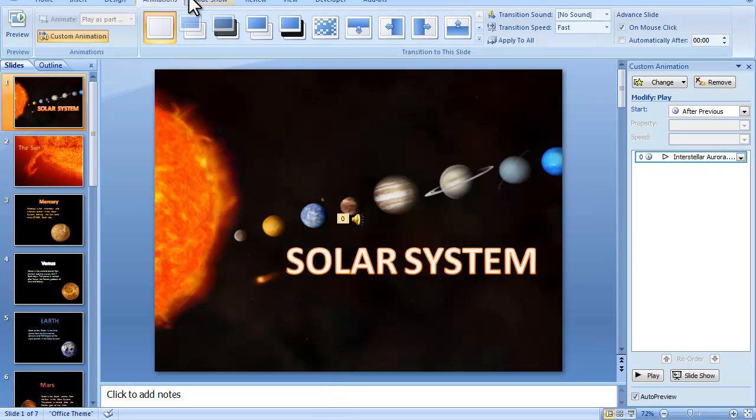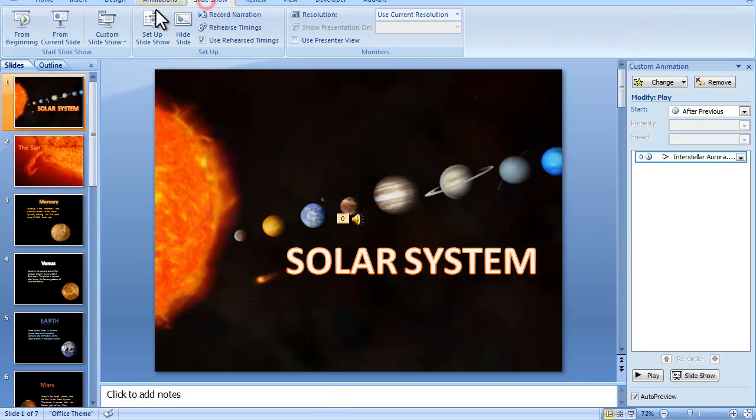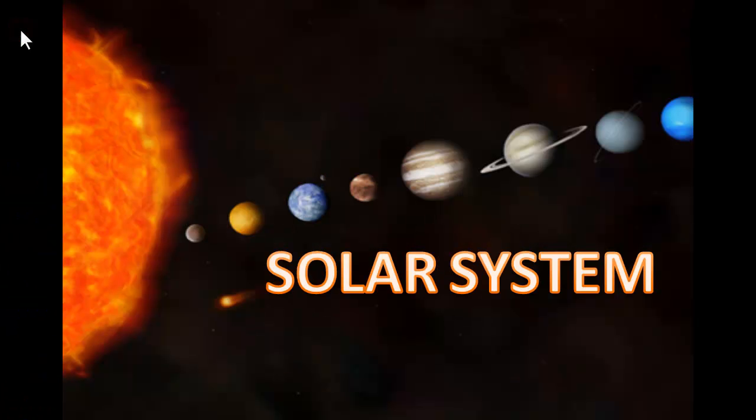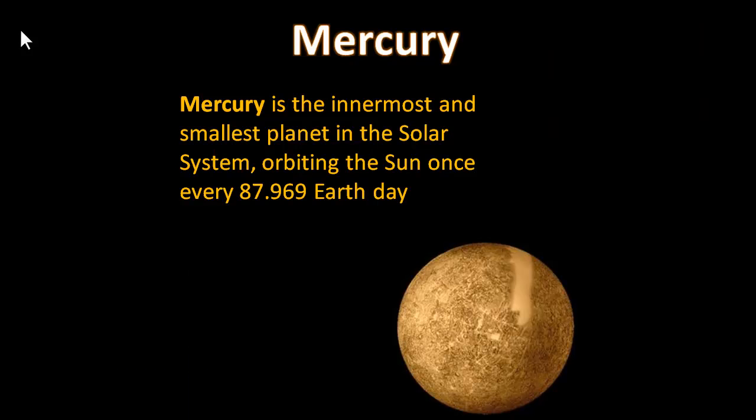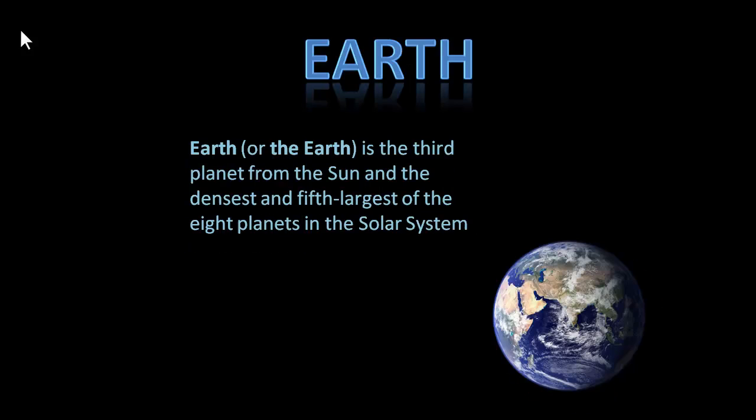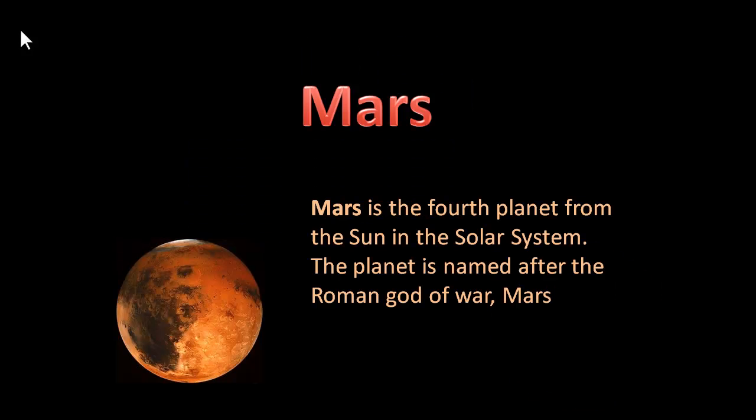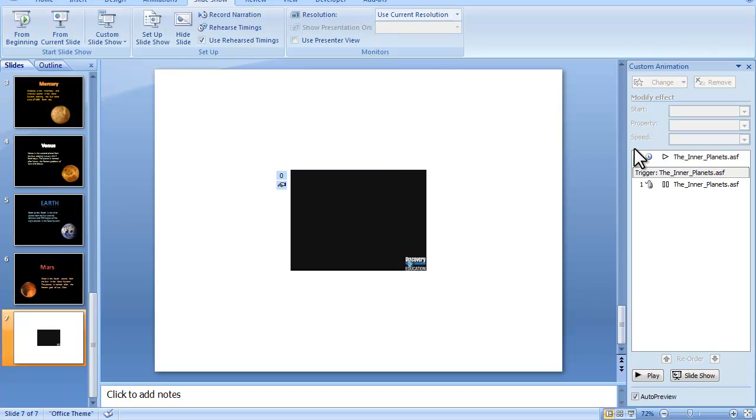Okay, now if I do an audition of the show, it should play from the beginning slide and then throughout other slides. There's slide 2, 3, 4, 5, and 6, and then it'll stop. Okay, so that's what I wanted to do.